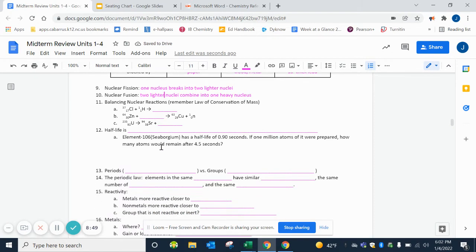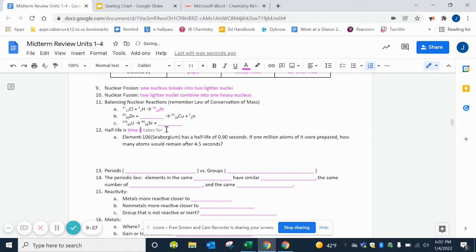Balancing the reactions, remember the law of conservation of mass. So we would just say 37 plus 1 equals, all you have to do is treat that arrow as an equal sign. So that would be 38. And then for the bottom, 17 plus 1 would be 18. And then we would look on the periodic table. And number 18 is argon. Remember, it is the atomic number that is telling you what the element is. All right, I'm not going to do B and C just for time purposes.